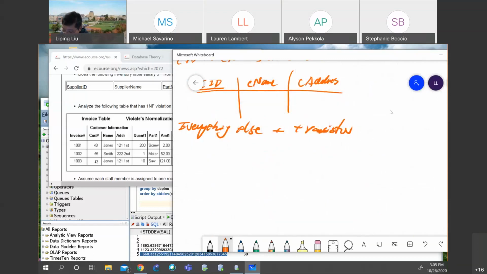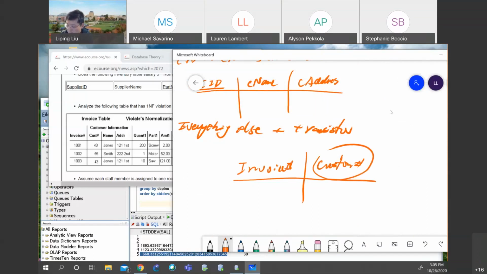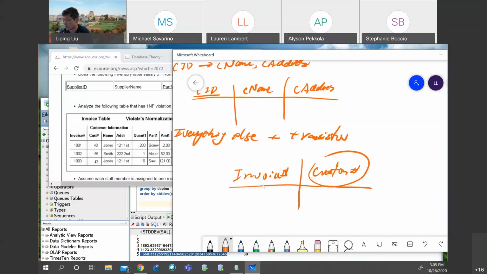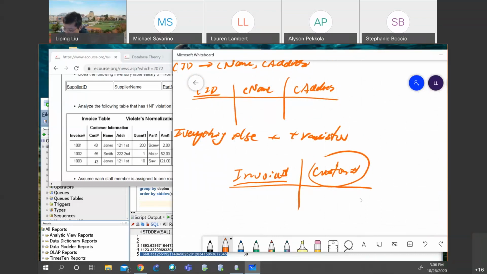So everything else will be just invoice ID, invoice number, plus customer ID, customer number, okay? So this is like a foreign key here. And then you will wonder, in this case, what will be the primary key again? The primary key will still be invoice number. In this case, we have one primary key column and one non-key column. So they should be in third normal form automatically.